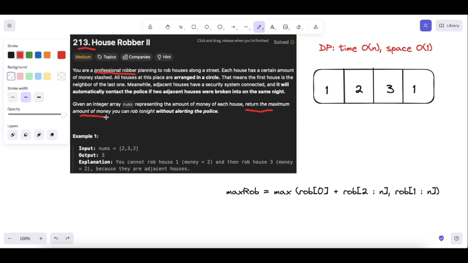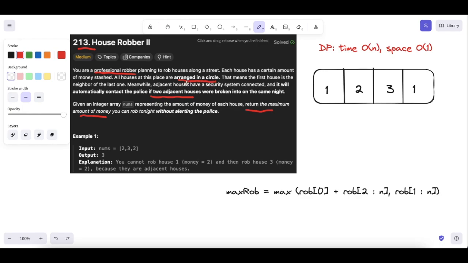However, we must keep in mind two rules. One is that we cannot rob two adjacent houses, and a second one is that these houses are arranged in a circle. Now, the second rule is the only difference between House Robber 1, which is another problem I solved on my channel, and this problem, House Robber 2.